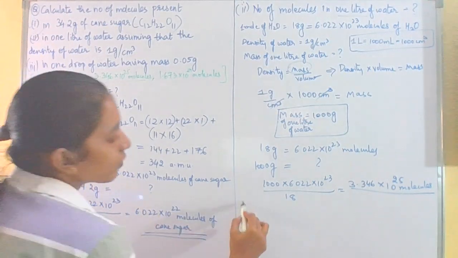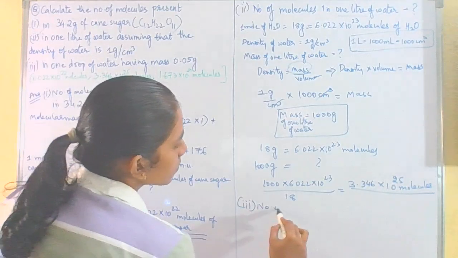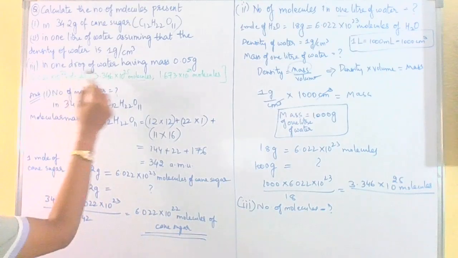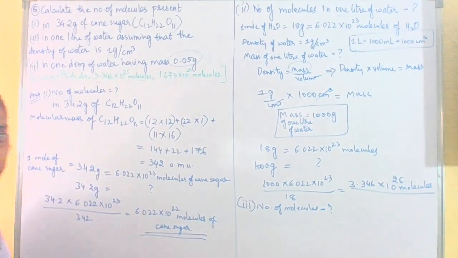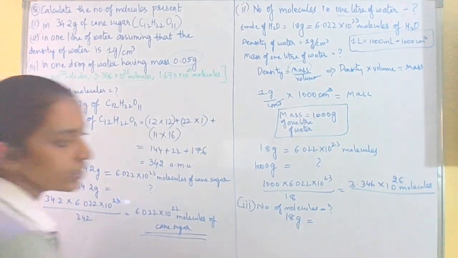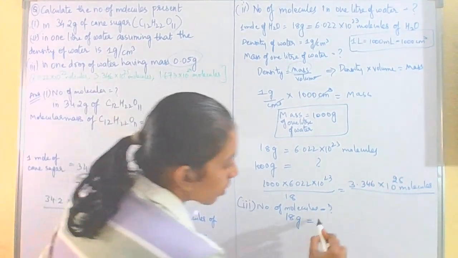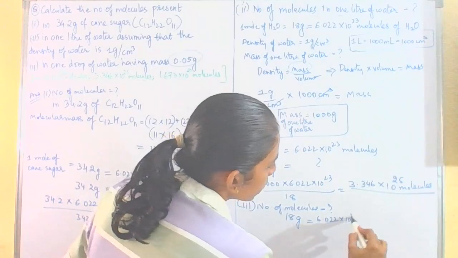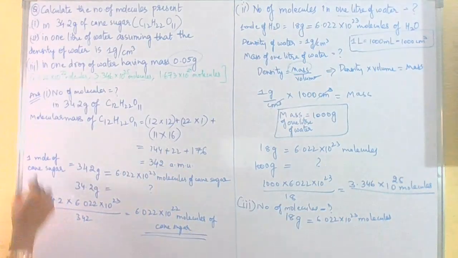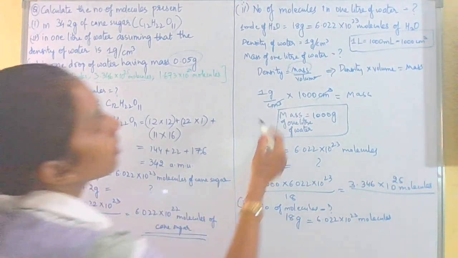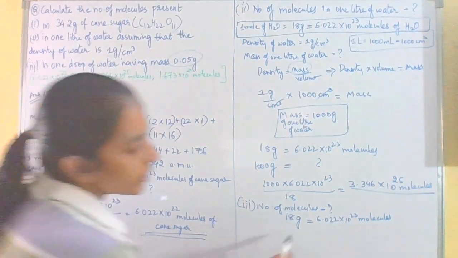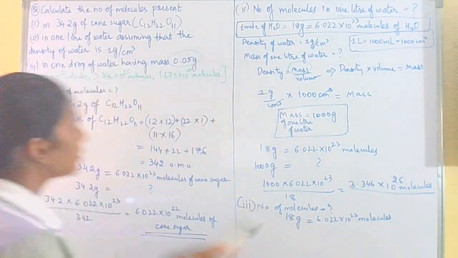Third one also, you have to find the number of molecules present in one drop of water having mass 0.05 grams. Generally 1 mole of water contains 18 grams, right? 18 grams of water contains 6.022 into 10 to the power 23 molecules of water. 1 mole, 18 grams, 6.022 into 10 to the power 23.